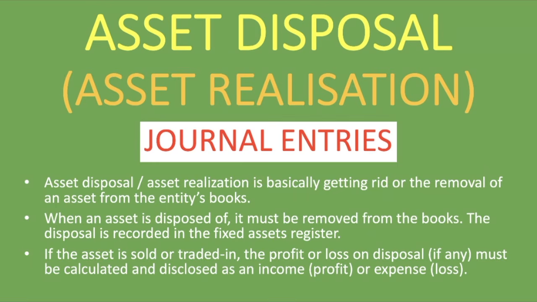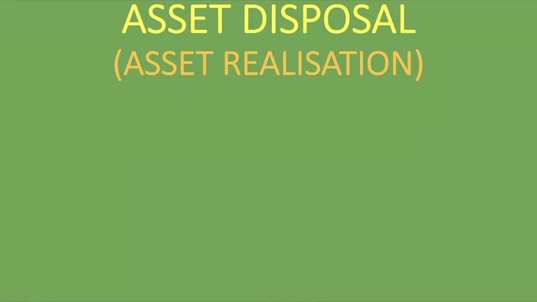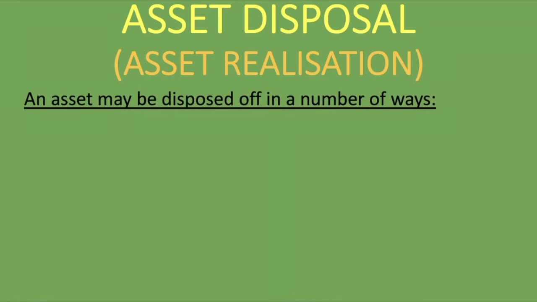Okay, so what do we mean by asset disposal? When do you dispose of an asset? How do you dispose of an asset? Well, an asset may be disposed of in a number of ways. Well, here is a popular one. The most common way of disposing of an asset is by selling it. So if an entity sells the asset, that means we have to also remove it from our books because the company has just disposed of the asset.